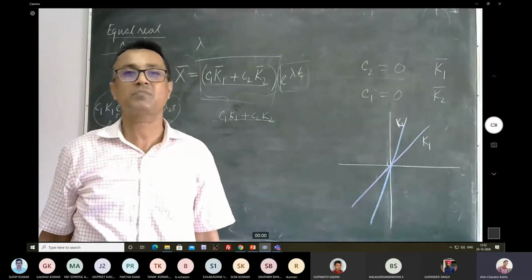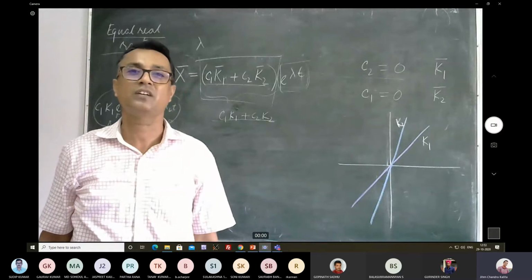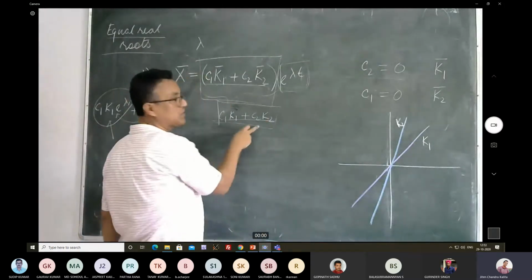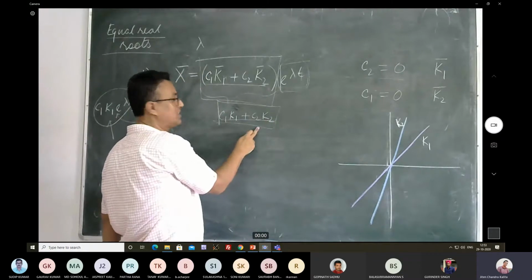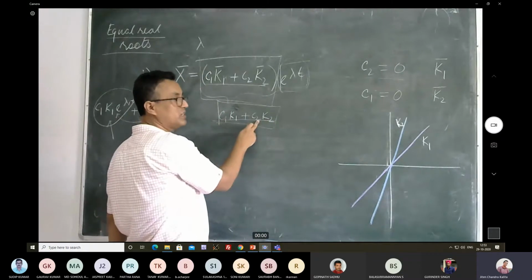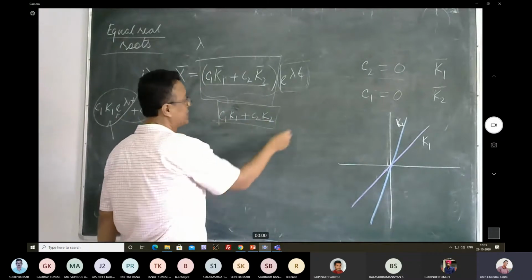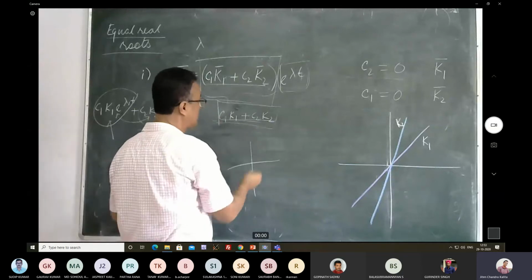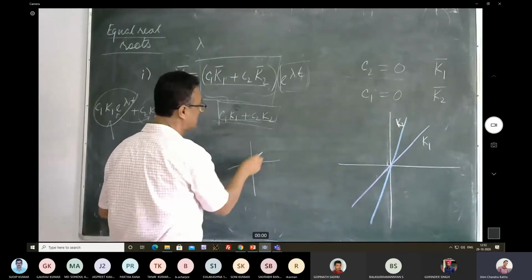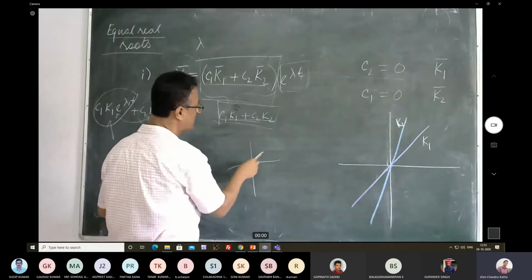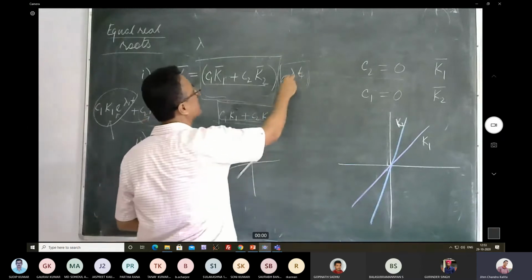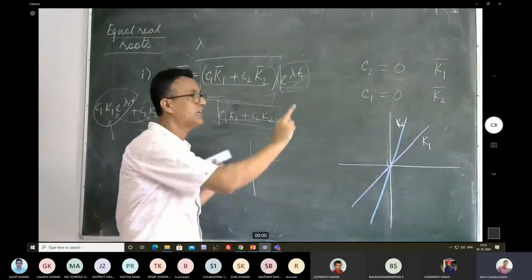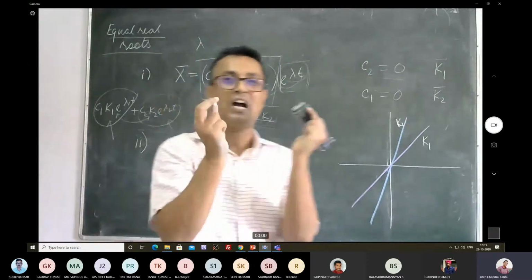That scalar multiple is going to depend upon the value of t. But this vector is going to remain fixed, depending upon the values of C1 and C2. Suppose this vector looks something like this. Depending upon the value of e to the power lambda t, it is going to elongate or contract. Are you getting my point?